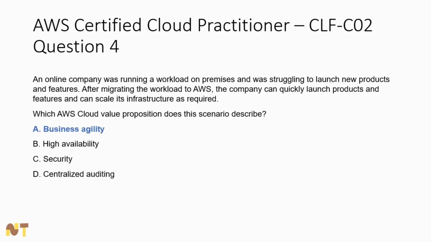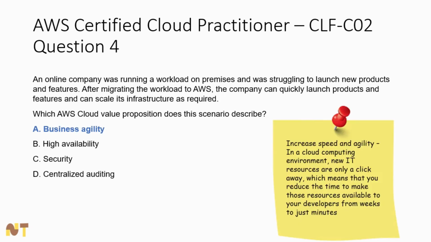Now, the correct answer is A. Business agility, that is, increased speed and agility. In cloud computing environment, new IT resources are only a click away, which means that you reduce the time to make those resources available to your developers from weeks to just minutes. This results in a dramatic increase in agility for the organization since the cost and time it takes to experiment and develop is significantly lower. So the correct answer is option A, business agility.